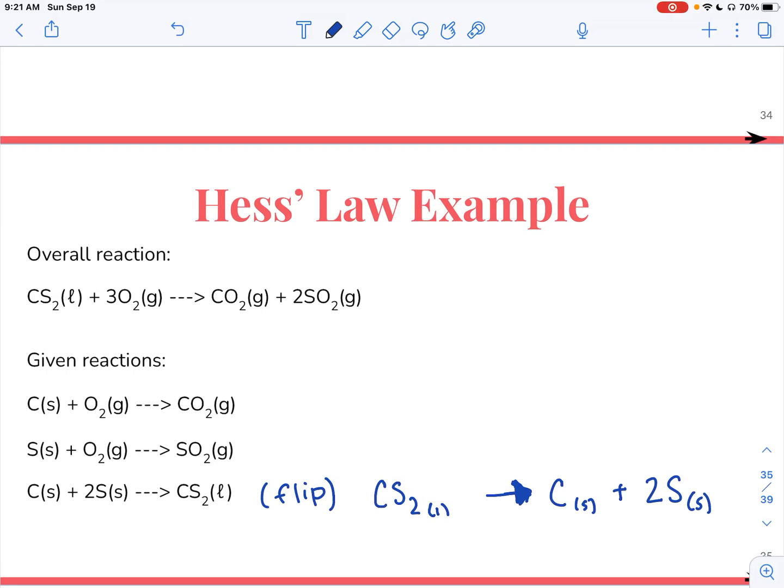Okay, so now next in our overall reaction, we have O2, but see how that shows up 2 places? I'm going to skip over that one, because it doesn't really help me. So then I go to CO2. CO2 is right here, and it's the only place it shows up. We have 1 CO2 after the arrow in our overall reaction, so I'm going to keep that one exactly the same.